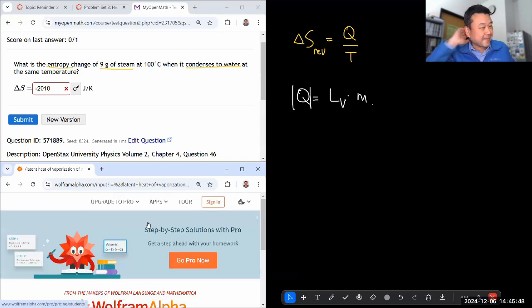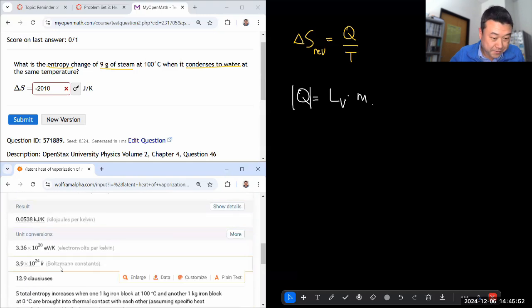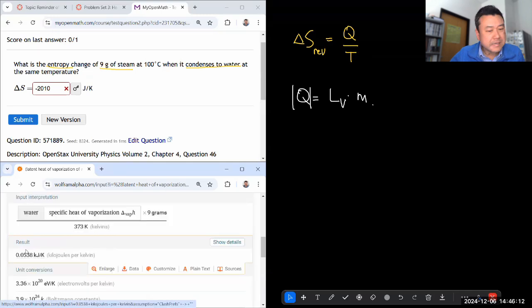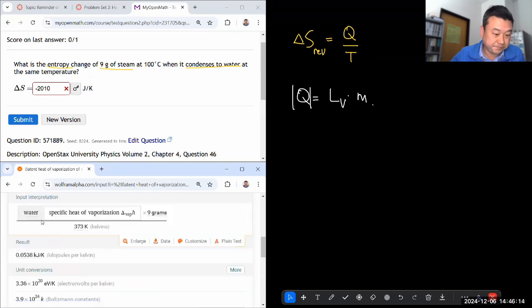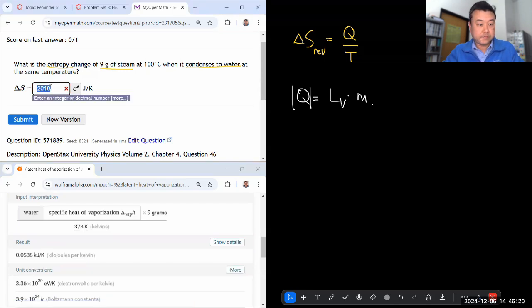That calculation I can't do in my head. So doing that properly, it seemed small to me, but that's 53.8 joules per Kelvin.